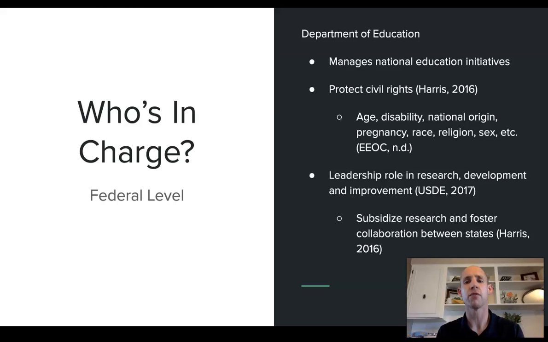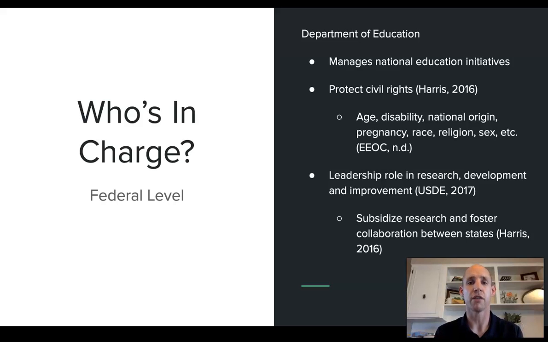And then at the federal level, there are a couple different areas. There's the Department of Education, which manages national education initiatives like the Title I, Title VI, Title VII, Title IX that I mentioned earlier. And really, there's two main functions there. The first is to protect civil rights, make sure that there's no discrimination based on age, disability, national origin, etc. And then the second is to serve as a leader in research, development, and improvement.